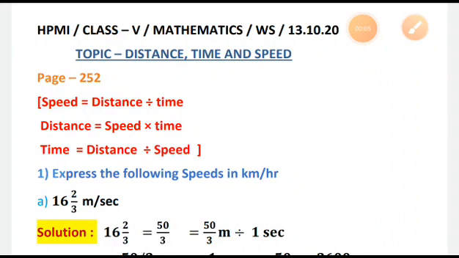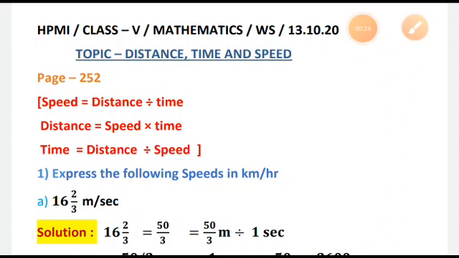Students, we were doing the topic distance, time and speed in maths. Now students, I hope you remembered what is speed. Speed is the distance travelled per unit of time. And what do we mean by the unit of time? The unit time means either 1 hour, 1 minute, 1 second, etc.